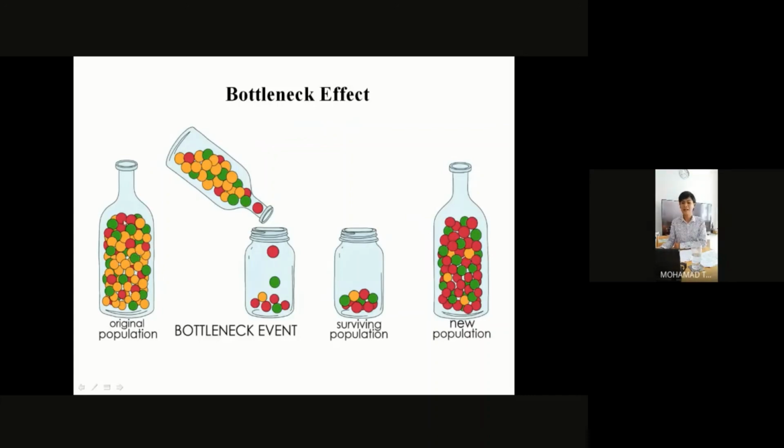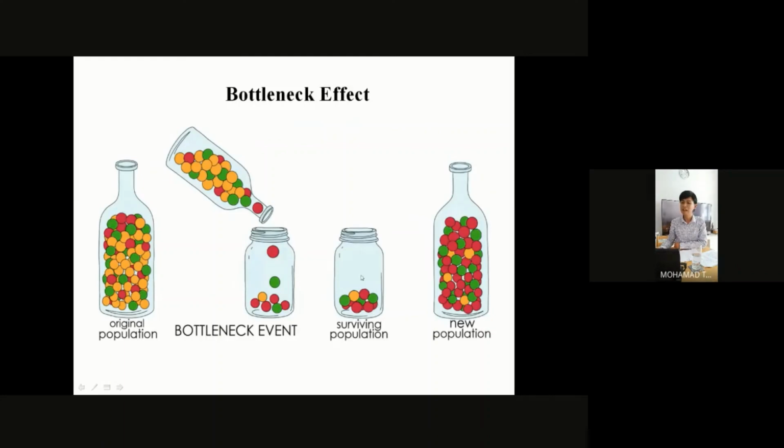Okay, alright. Kemudian bottleneck effect, so sama macam punya natural disaster. Siapa yang survive, survive. Siapa yang tak survive, tak survive. So, ikut sini lah macam bottleneck lah. Siapa yang terkeluar, keluar. Siapa yang tertinggal kat dalam, tertinggal. Okay, alright. So this is the bottleneck event. Okay, natural disaster lah ini. Okay, so this is the surviving population.